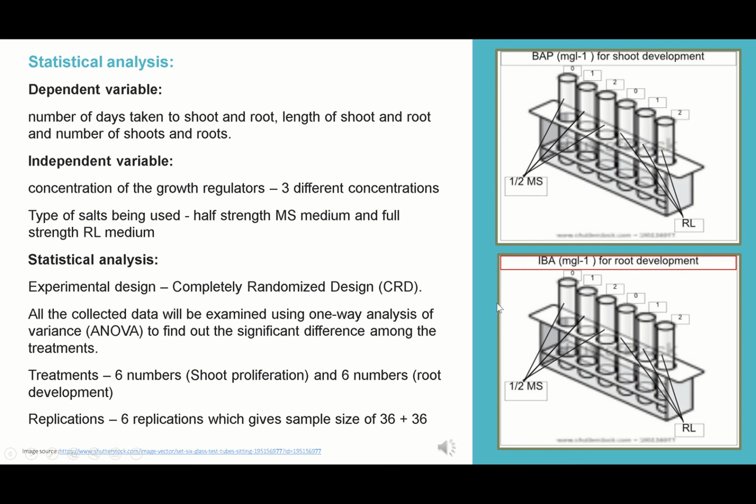And the experimental design: Completely randomized design will be used as experimental design. All the collected data will be examined using one-way analysis of variance to find out the significant difference among the treatments. Six treatments will be used for the shoot proliferation experiment including control, and six treatments will be used for the root development experiment including control, and six replications will be used, which gives the sample size of 36 for the shoot proliferation experiment and 36 for the root development experiment.